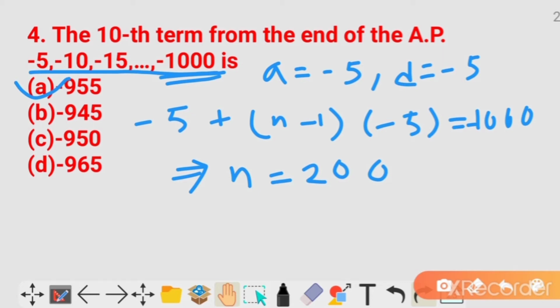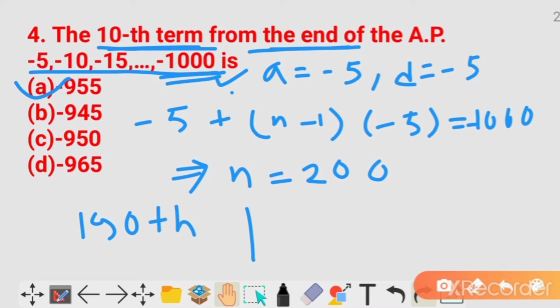Now we have to find out the 10th term from the end. Okay, from the end means either we can find out the 190th term of the given series, 190th term, or we can just simply reverse the series.